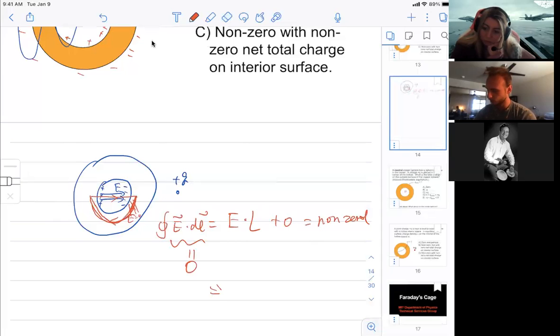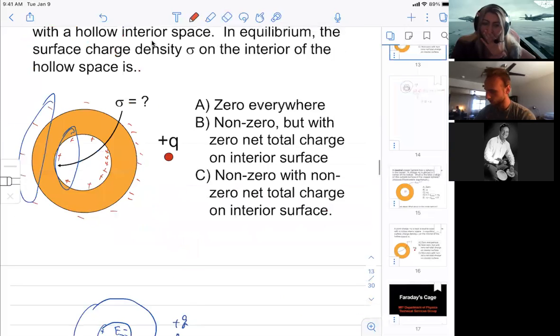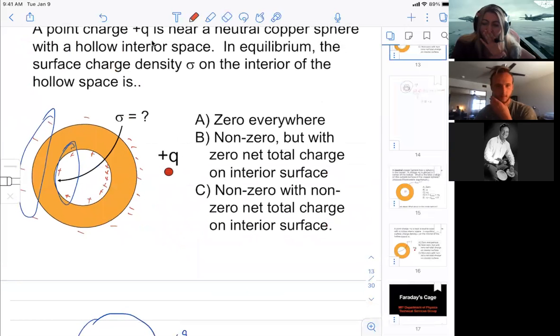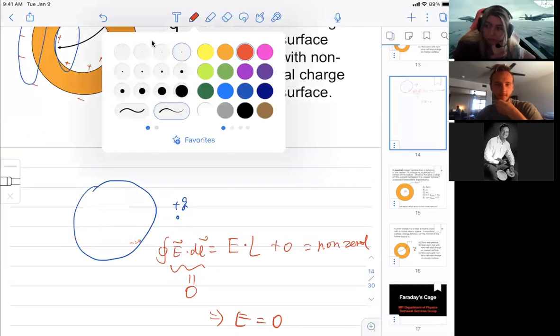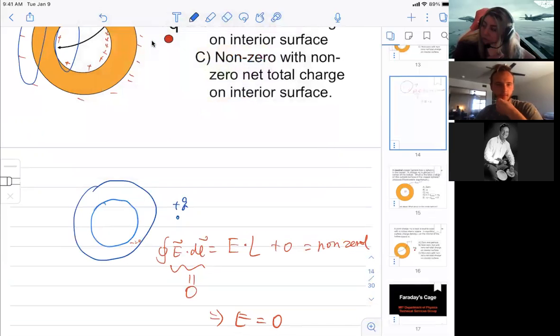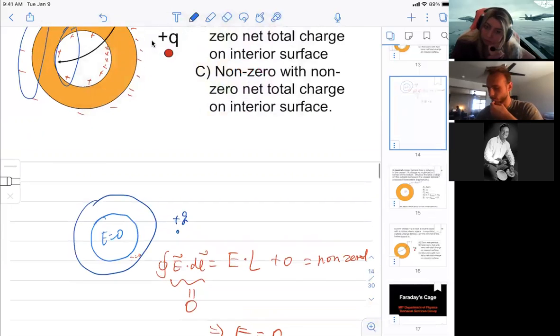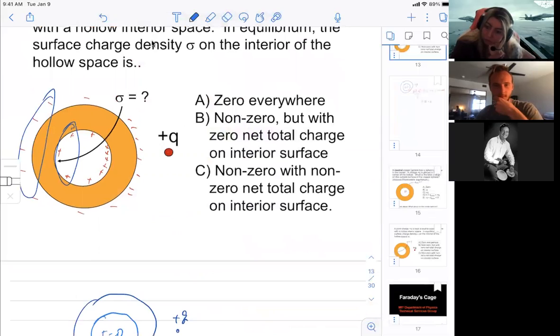And then I argue that E has to be 0 inside the hollow sphere. And I should have no charge density inside. Because no matter what kind of charge density you have, you're going to have a non-zero E. Because if your E is 0 here, you're not going to have any charge density. We can do the same argument over this. Whatever kind of charge distribution you have, you're going to have some non-zero E field inside.